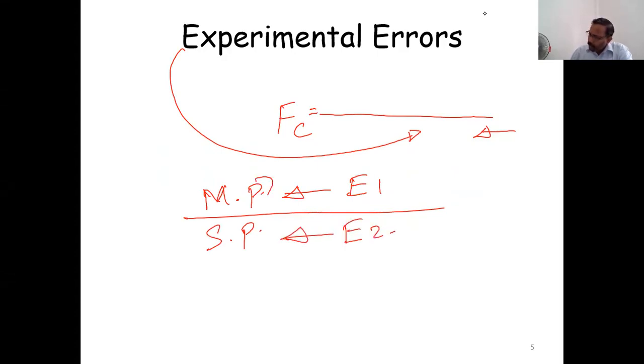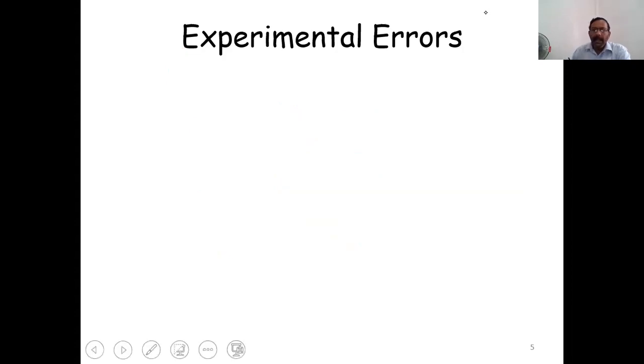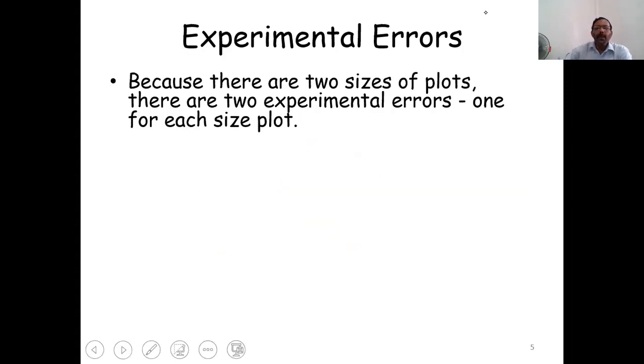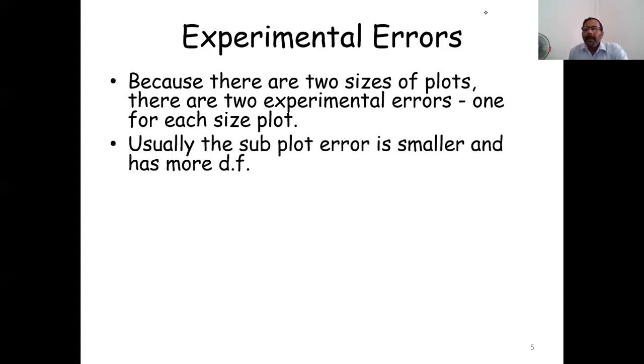If you have 2 plot sizes, we have 2 errors. If you have 3 plot sizes, 3 errors. I will talk about 3 plots later. First, we will understand only 2 plots. Because there are 2 sizes of plots in this case, main plot and subplot, we have 2 experimental errors, one for each plot size. One is for main plot, the other one is for subplot.